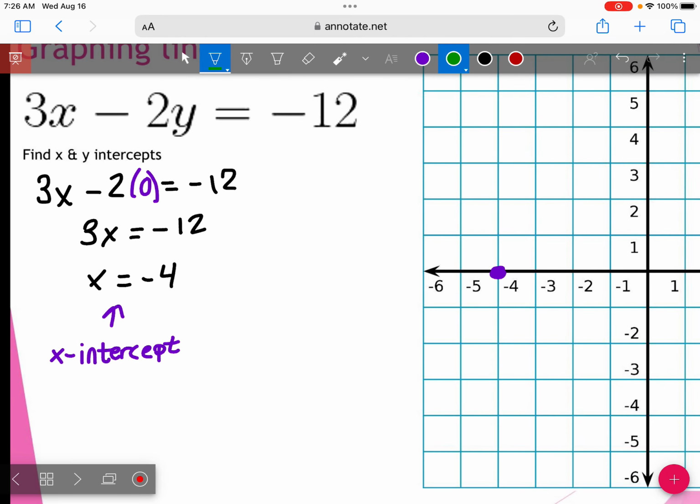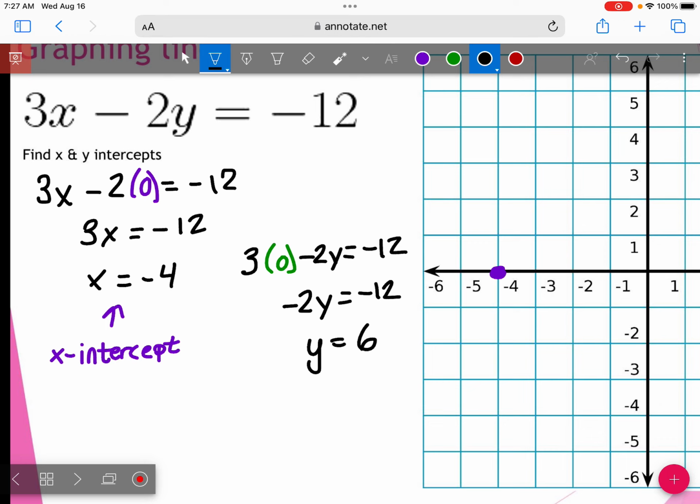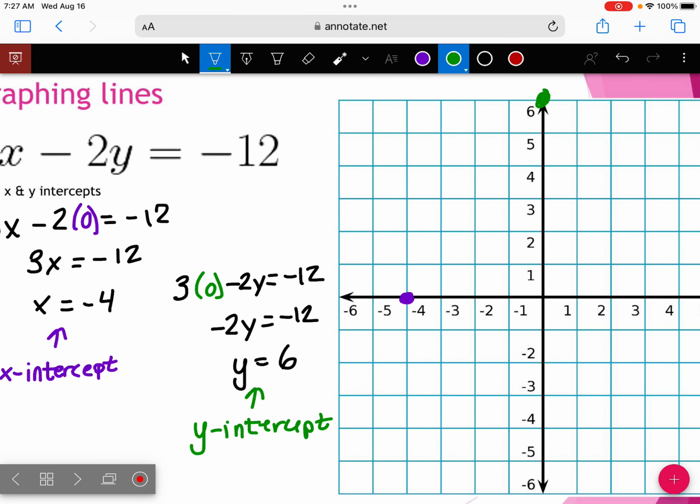If it helps you to write that whole piece out instead of just covering it with your finger, that's fine. If you could cover up and do it, that's fine. You can always write fewer steps than me. I will just write them all out. So you get minus 2y equals minus 12. So what does y equal? Positive 6. This is our y-intercept. So it's way up here.